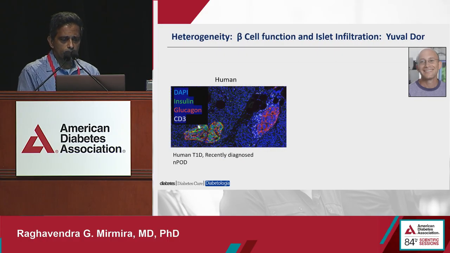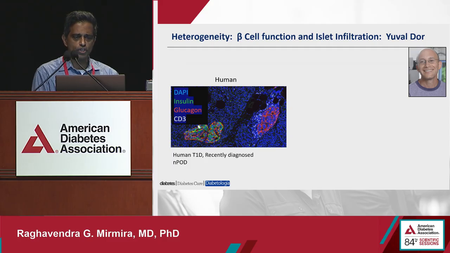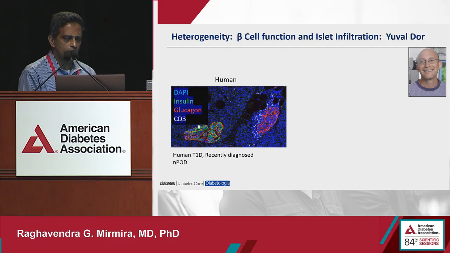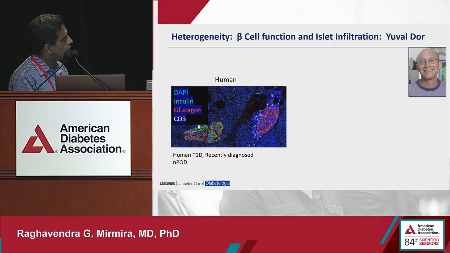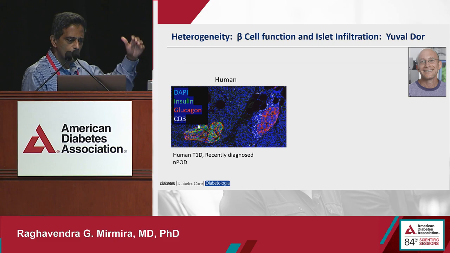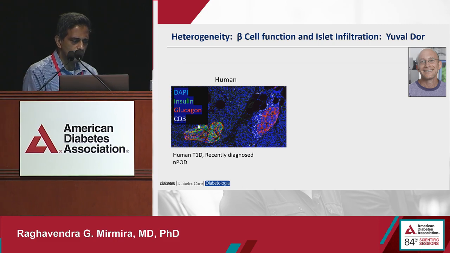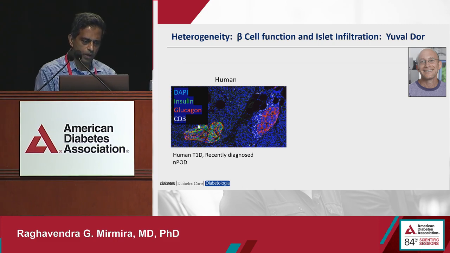So the first thing I wanted to discuss was a heterogeneity that we can see pathologically. These were some beautiful studies that Yuval Dor in Israel presented. What you see here is a recently diagnosed donor with type 1 diabetes from the NPOD repository.